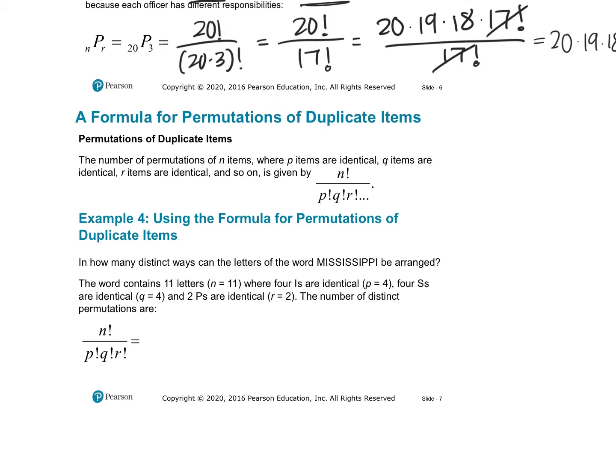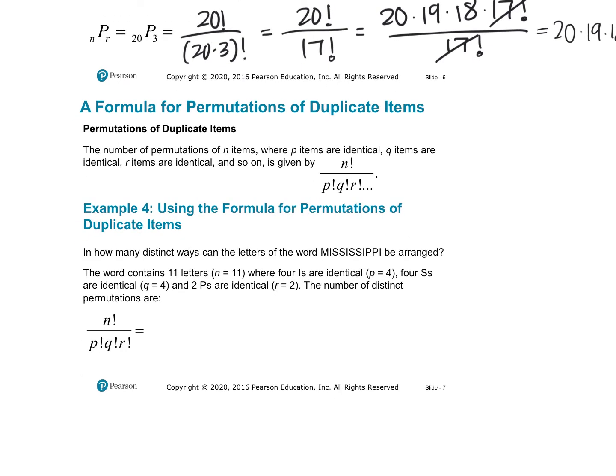All right, so a formula for permutations of duplicate items. Reading ahead here, sorry. It says the number of permutations of n items where p items are identical, q items are identical, r items are identical, and so on is given by n factorial over p factorial times q factorial times r factorial, and so on, if you have different things you're choosing from.